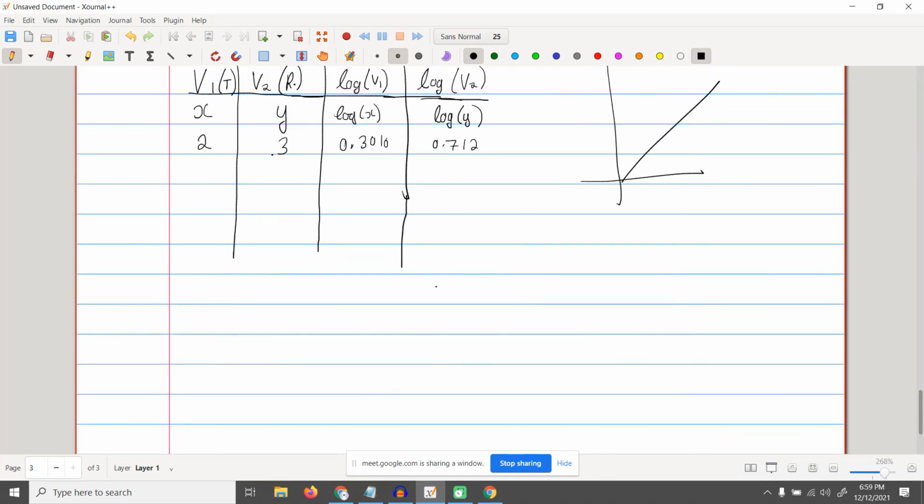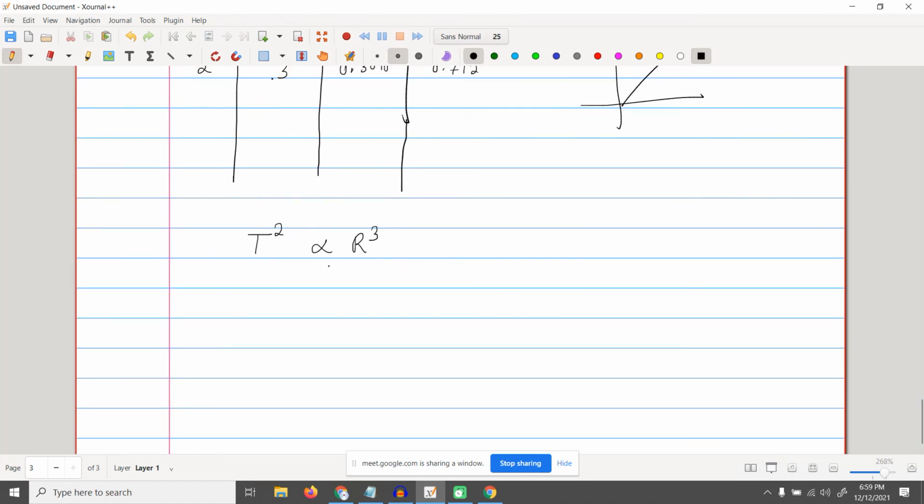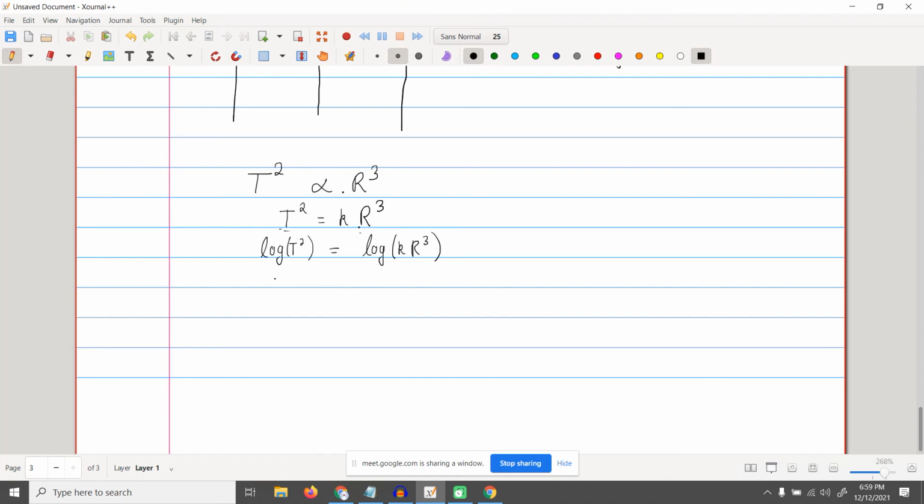Now, let me go to Kepler's third law. Kepler's third law basically says that T squared is proportional to R cubed, which means there's a constant k over there. We don't know what that constant is. Kepler did not know. Newton found that out. If I take log of both sides, I will get log of T squared is equal to log of k times R cubed. You simplify this, you will get 2 log T is equal to 3 log R plus log k.